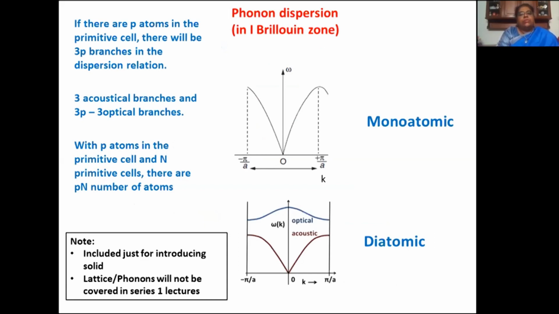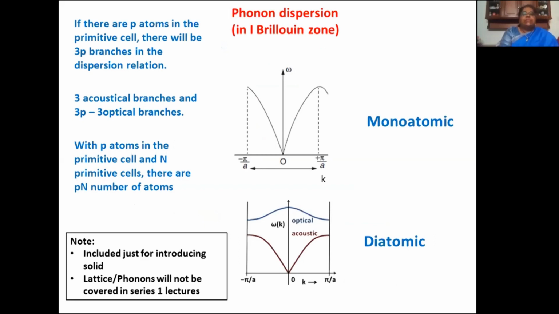So now, as I have put a note here, this is included just for introducing the solid, not for doing phonons. We are going to concentrate in this series only on the electrons. This series doesn't talk about the lattice or the omega versus k or phononic modes. If possible, we will do it in another series. But just to know, there is another counterpart for electrons. I'm just showing you this.